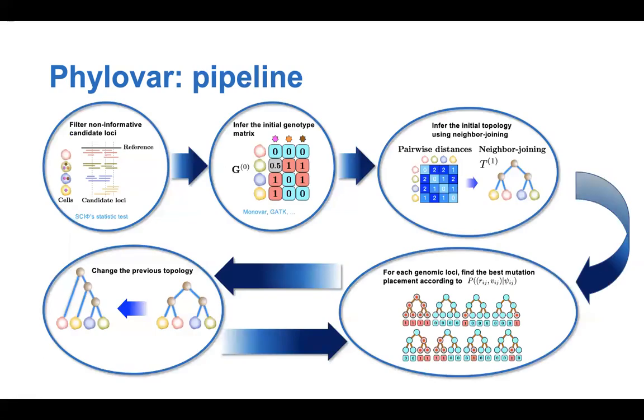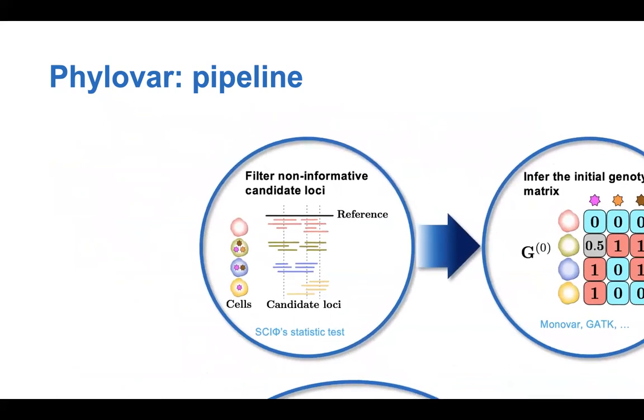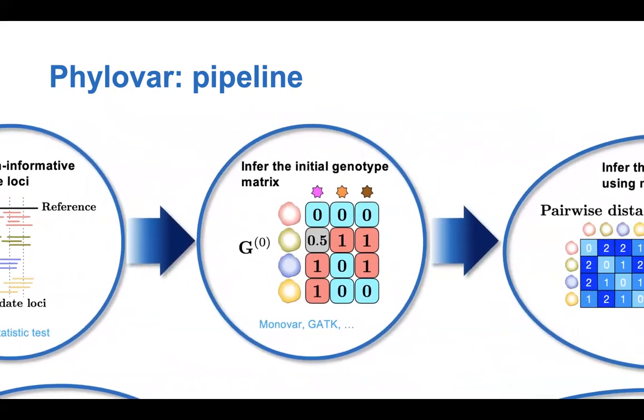Here is the pipeline of Phylovar, starting from the raw input data to the output. Given the read counts for all the cells and sites, first we filter out the non-informative sites. For this step, we use the statistical test that was introduced in SCIPhy. Next, we infer an initial genotype matrix without considering the underlying phylogeny. For this step, we can use Monovar, GATK, or optimize Phylovar's model without the underlying tree.